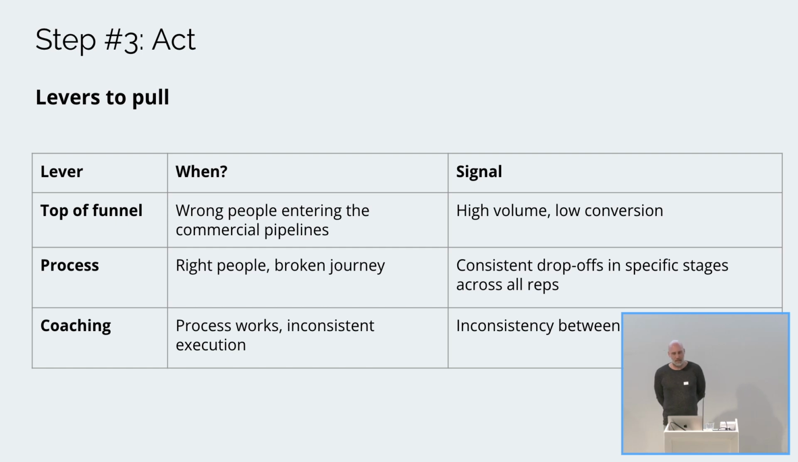Okay, step 3, then how to act on it. Typically you have 3 levers to pull, right? So you have the top of the funnel, so what is the inflow of your leads, of your deals, or whatever. Then you have the process, or you can coach your people who are working with the process. And with the process, basically it means how does your sales process look like, how does your pipeline look like, what are your entry criteria, and so on and so on.